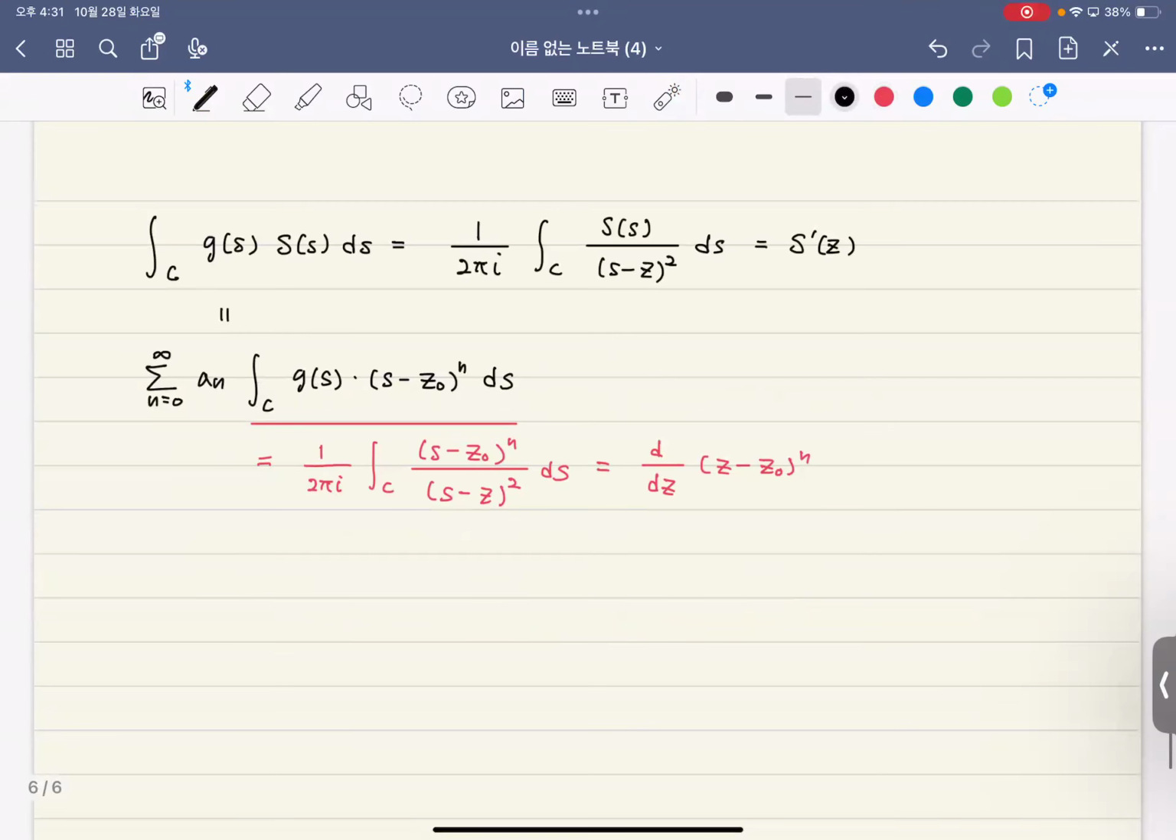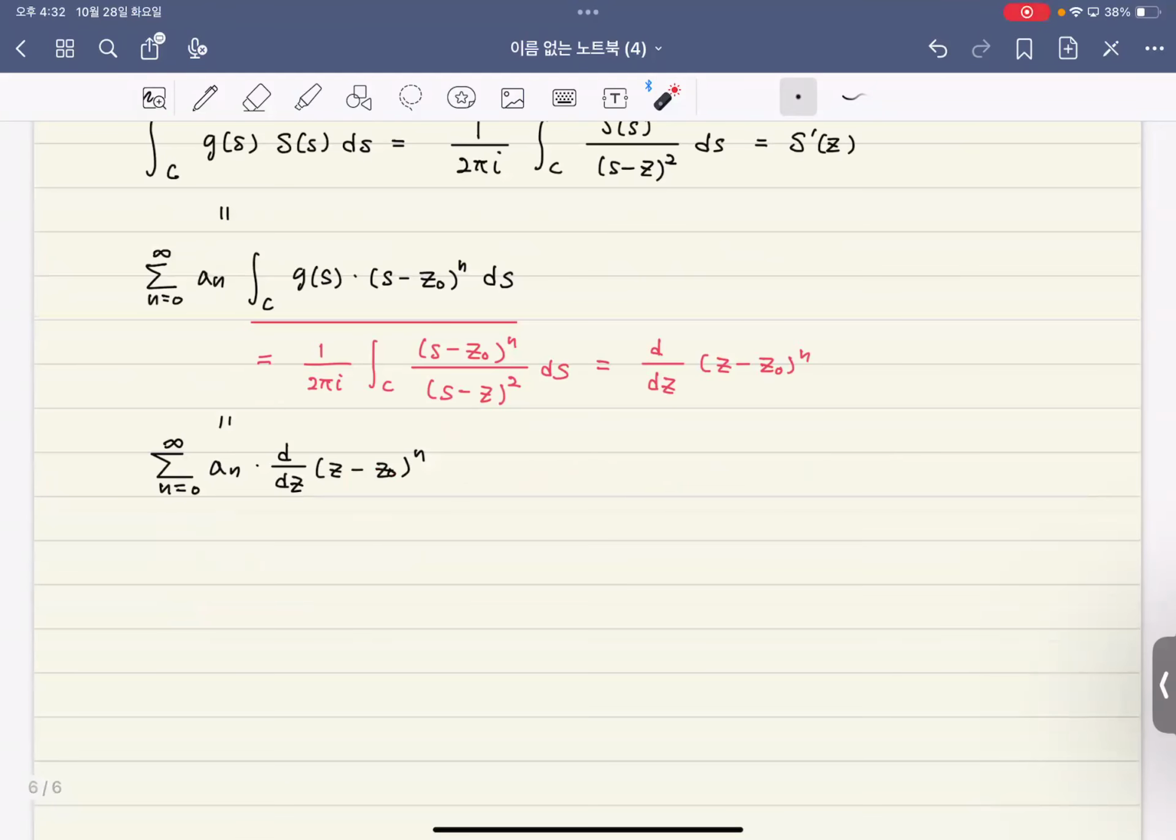So this is the summation, and the coefficients just carry over, times the derivative d/dz of (z minus z0)^n. Okay, so s prime of z just turns out to be this guy. So this justifies the term by term differentiation. Okay, yeah, great.